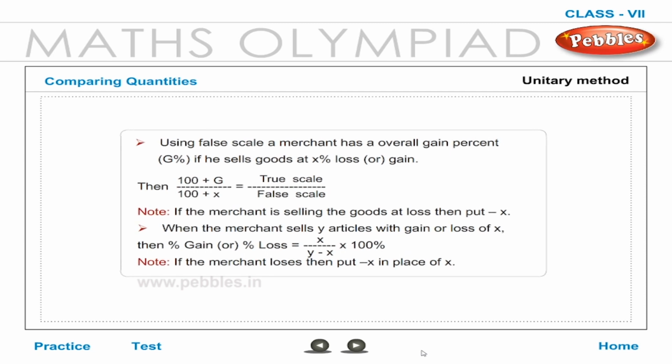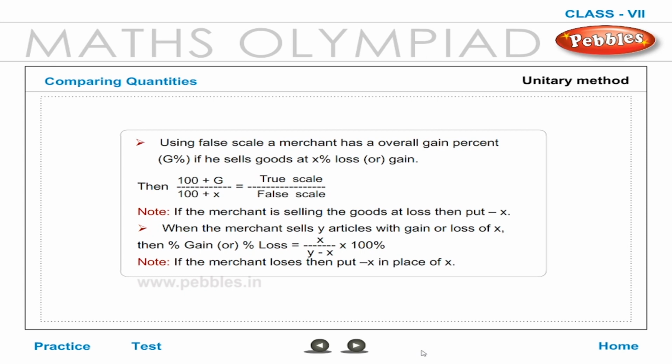Using a false scale, a merchant has an overall gain percentage, that is G%, if he sells goods at X% loss or gain. Then (100 plus G) by (100 plus X) is equal to true scale by false scale. Note, if the merchant is selling the goods at a loss, then put minus X.